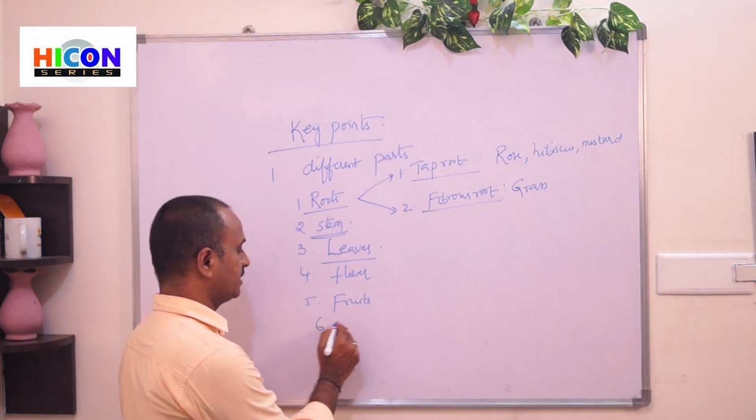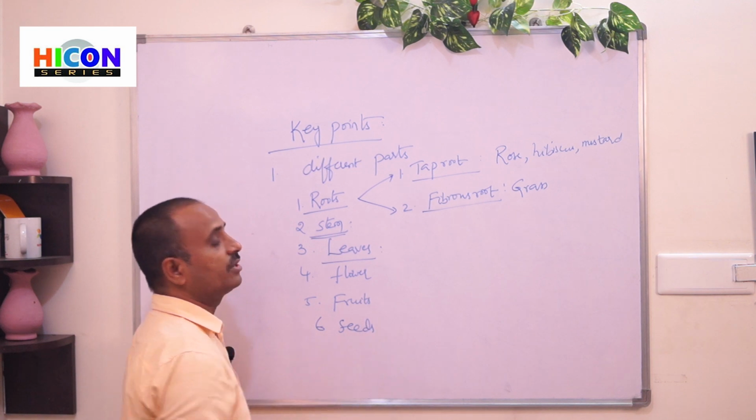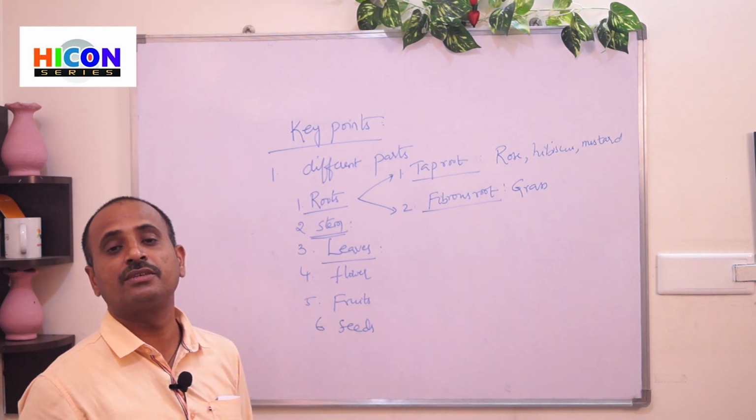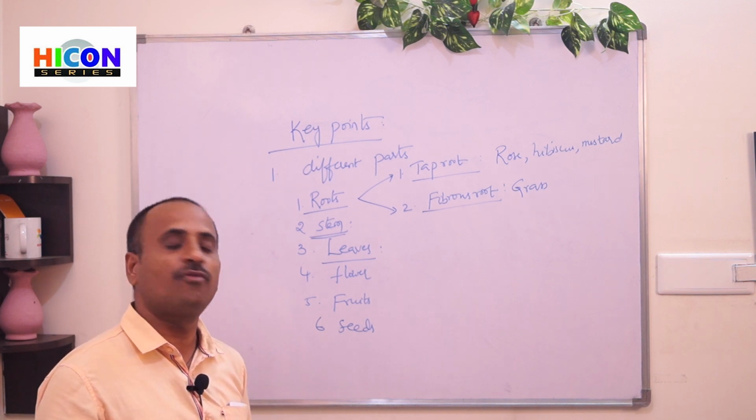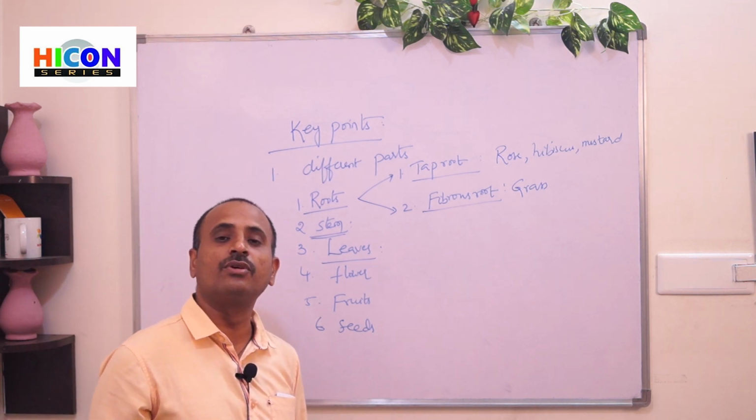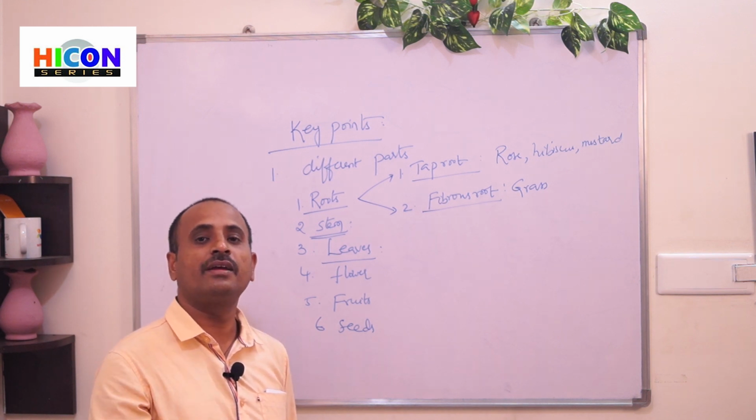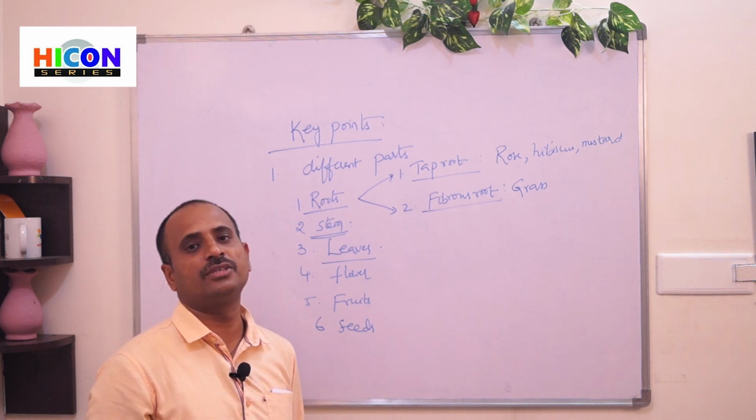And another one is seeds. Seeds are also a part of the plant. We will get a new plant from the seeds. That means if we give air, water and warmth, the seeds will grow into a new plant, and the new plant will become a large plant. This process is called seed germination.